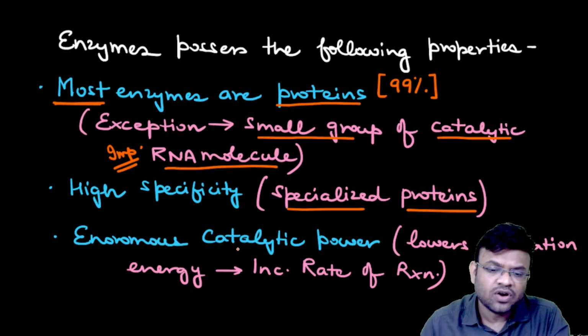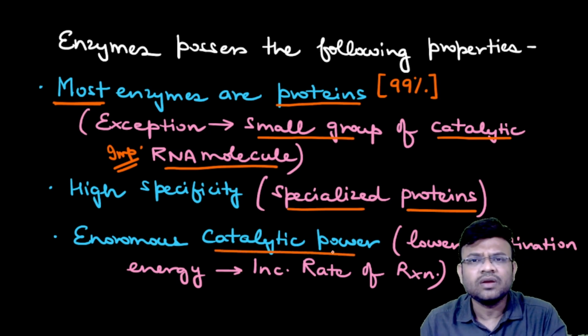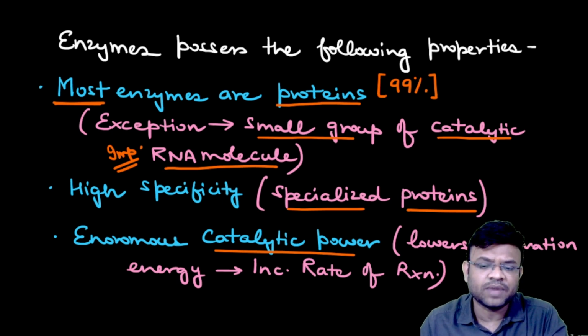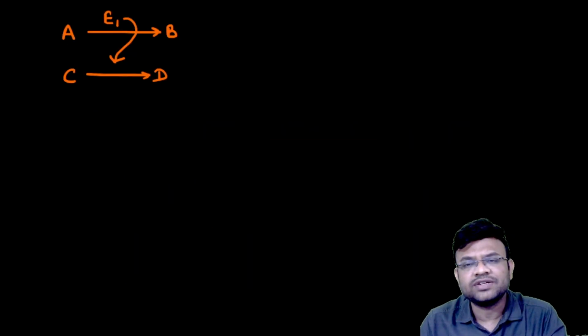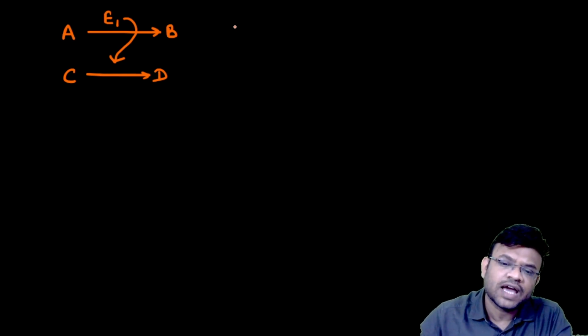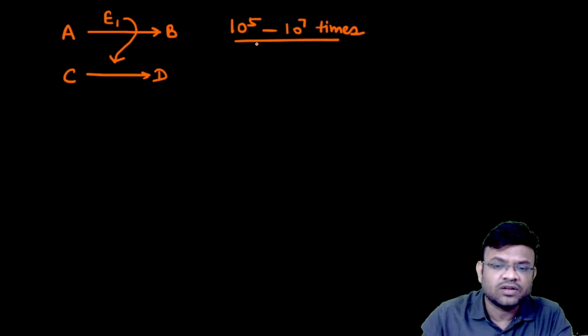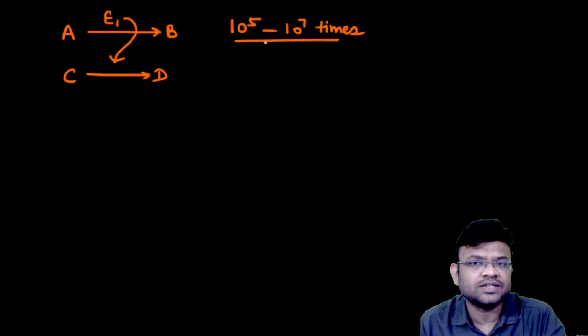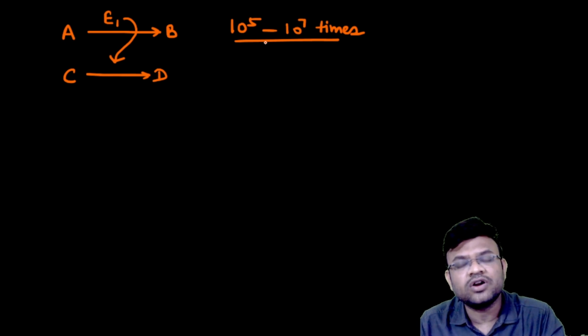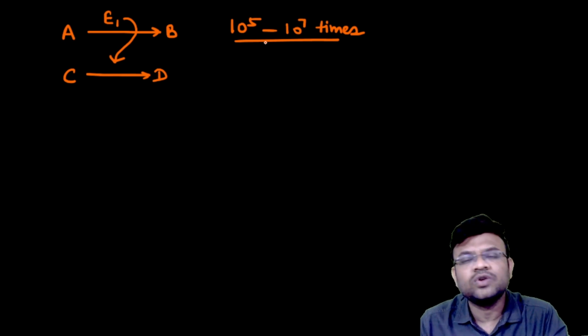Next point is enormous catalytic power. What do you mean by this? Enormous catalytic power. When I say enormous catalytic power, I want to say that the rate of the reaction would be enhanced massively. If I say that the rate of the reaction is enhanced by around 10 to the power 5 to 10 to the power 7 times, this is the increase in the rate of the reaction that you get when you are using enzyme in comparison to when you are not using enzyme. So when I say increase in the rate of the reaction, what do I want to say?